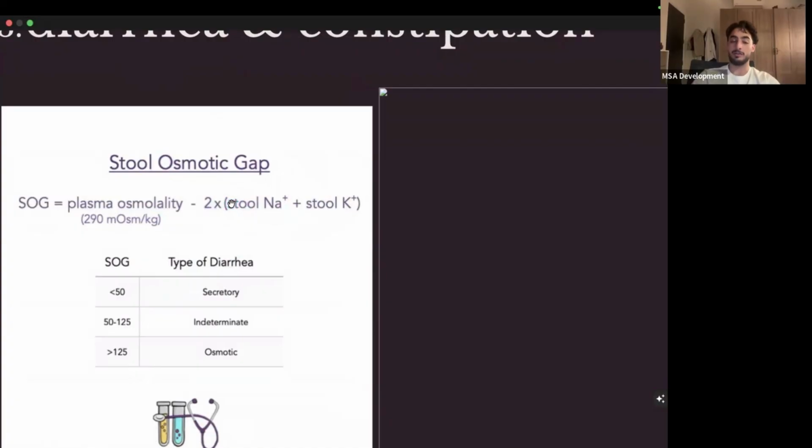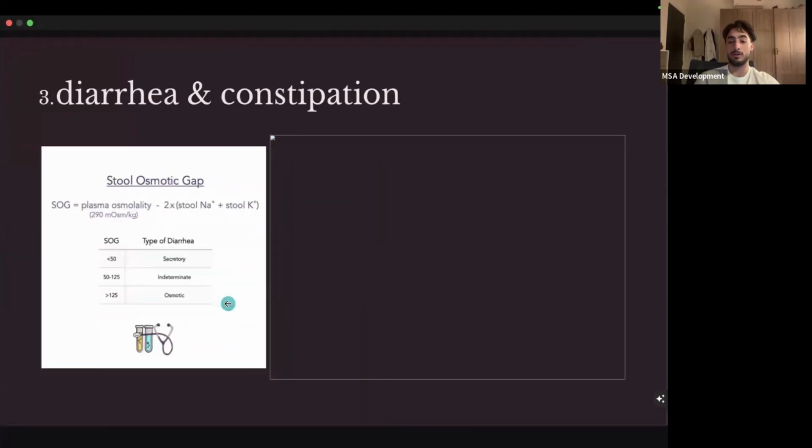Okay. And if the stool potassium and stool sodium are very, very high, which we could expect in secretory diarrhea, then we would see that there's a very narrow stool osmotic gap. That's telling us that this is a secretory diarrhea. So the cutoff is 50. If it's less than 50 milliosmoles per kilogram difference between the plasma and the stool, then it's secretory. And if there's a very large gap, then that's an osmotic diarrhea.